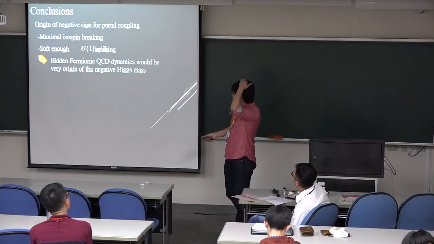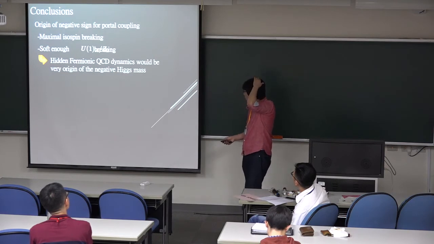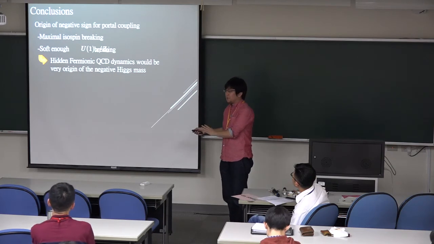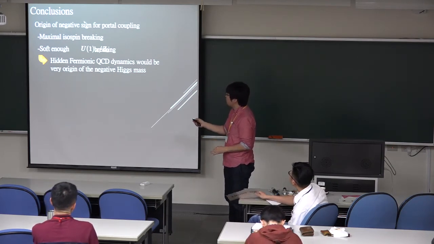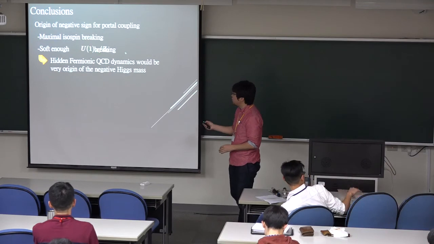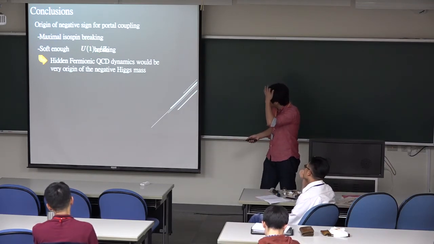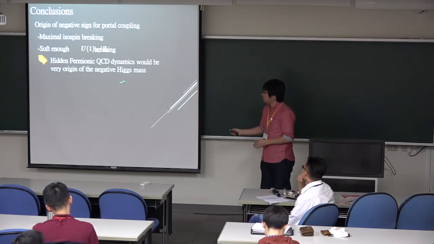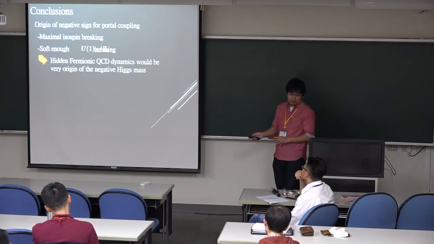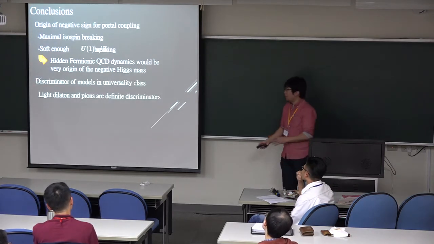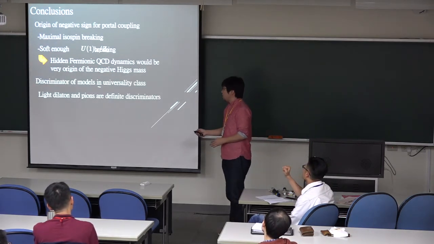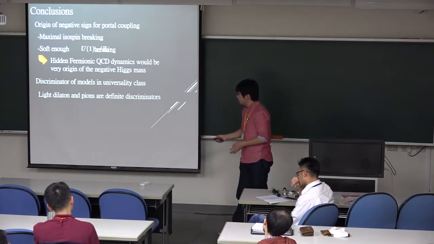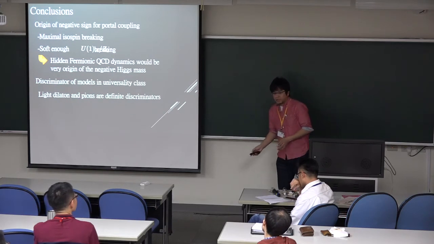So as I explained, by using the two-Higgs model example, in the case of the two-Higgs model we have to assume maximal mixing and soft enough U(1) or Z2 breaking. But hidden ferromagnetic QCD dynamics could be the very origin of the negative Higgs mass, as I explained. And in the case of our model, there are not only the light dilaton but also the pions. So this pion can be a discriminator.